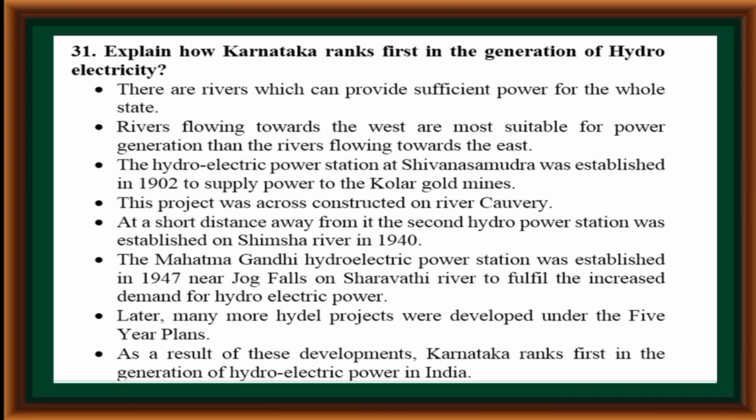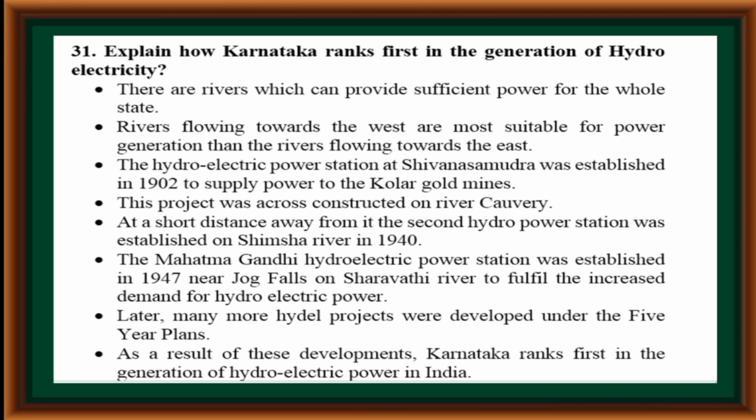The hydroelectric power station at Shivanasamudra was established in 1902 to supply power to Kolar gold mines. This project was constructed across River Kaveri at a short distance away from it. The second hydropower station was established on Shimsha River in 1940.